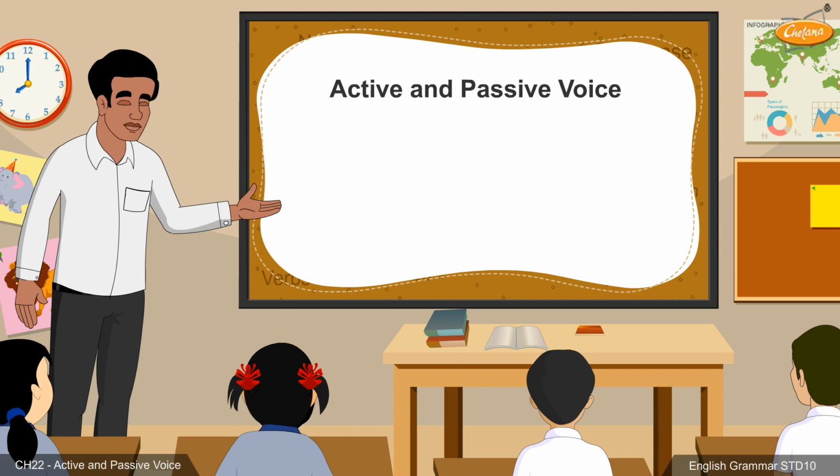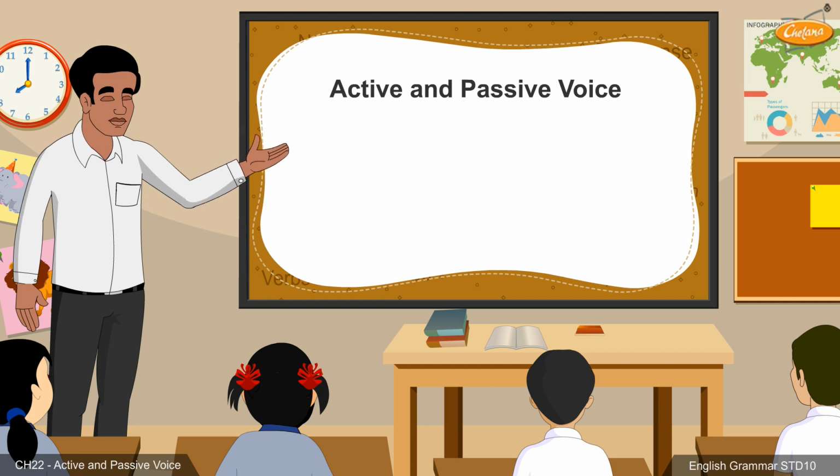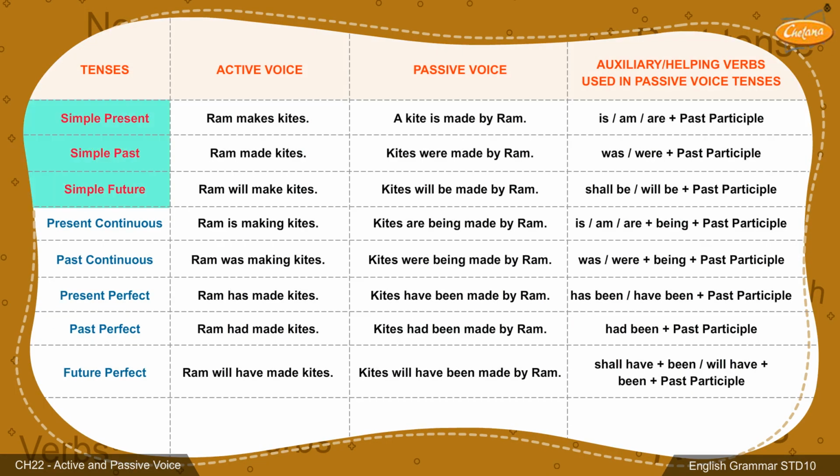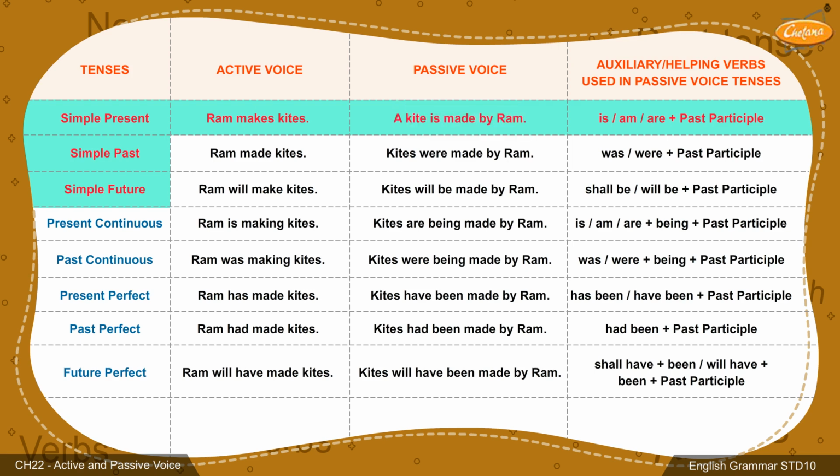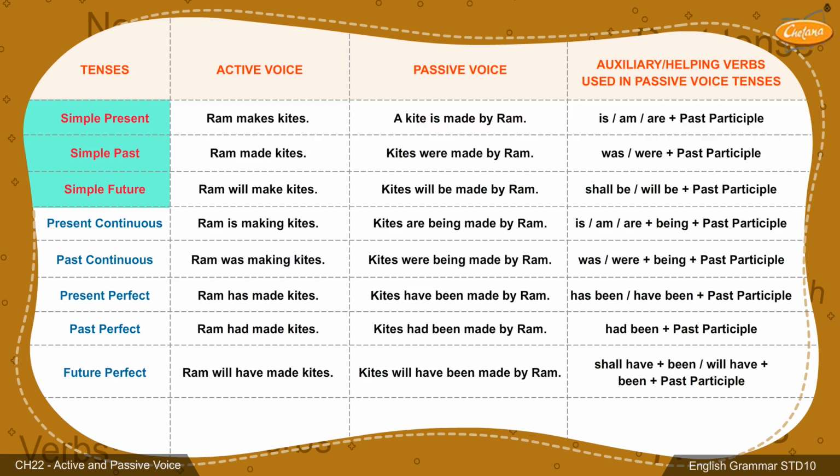Let's now learn in detail how verbs must be written in active and passive voice. In the first example, Ram makes kites. Ram is the subject, makes is the verb in simple present tense, and kites is the object. Remember, for a simple present tense, verb is, am, are can be added along with the past participle form of the main verb. Therefore, after we swap the subject and the object, the statement would be, a kite is made by Ram. Helping verbs can be added for each tense. For example, was, were for simple past, and will be, shall be for simple future.